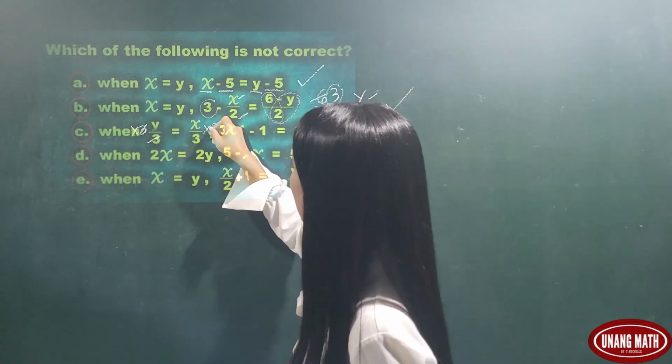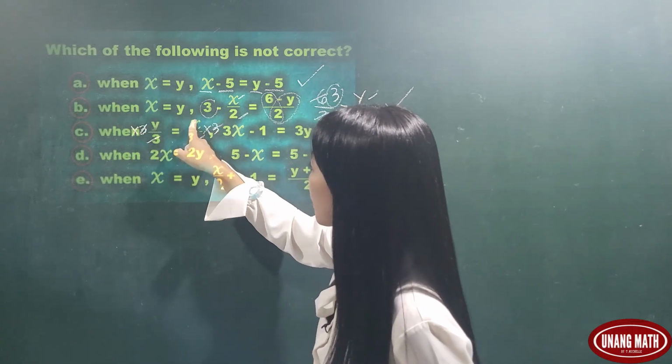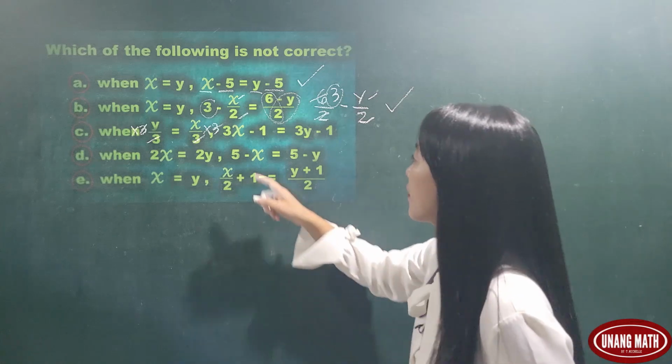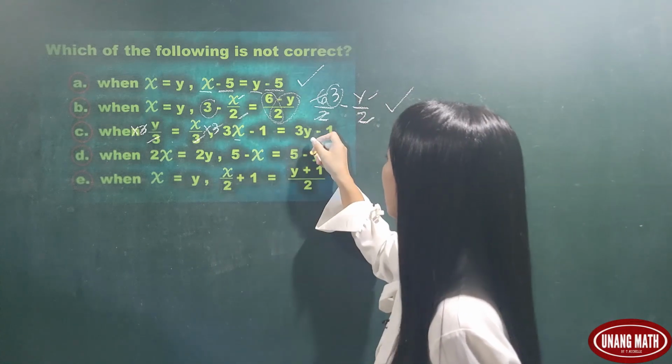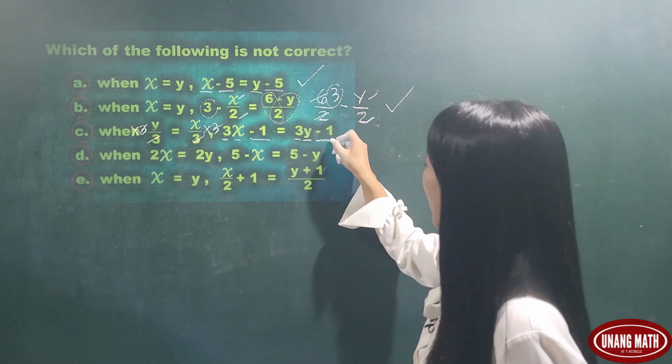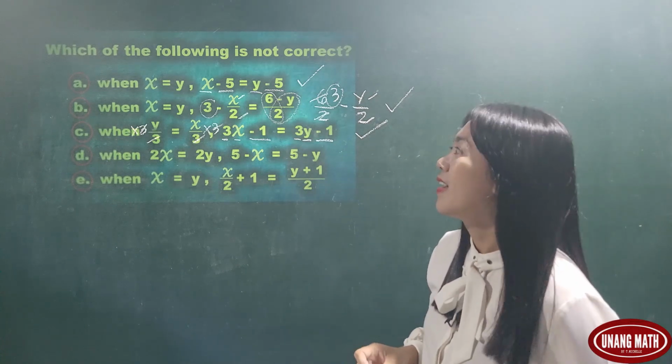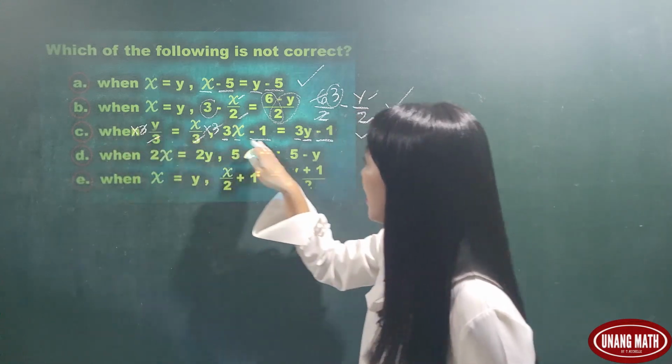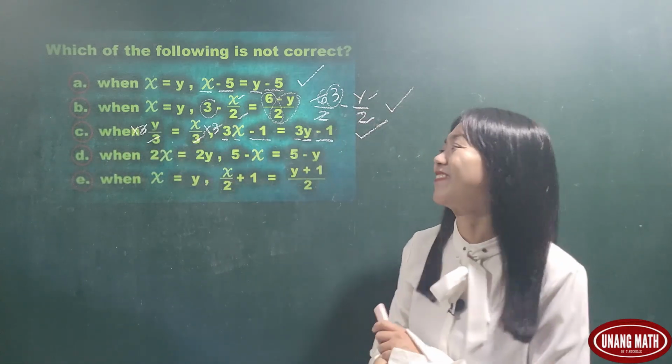So 3 will be cancelled. So y is equal to x, or x is equal to y. Okay, this is x, y. This is 3, 3. This is negative 1. This is also negative 1. So that means equation C is correct.